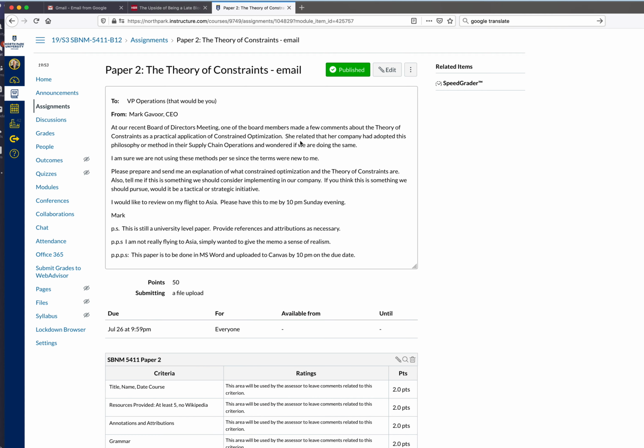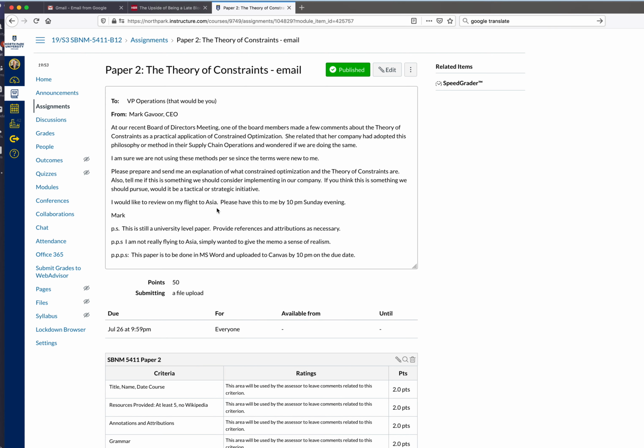This is a prelude to weeks 6 and 7. She referred that her company had adopted this philosophy or method in their supply chain operations and wondered if we were doing the same. I am sure we are not using these methods per se, since the items were new to me. Please prepare and send me an explanation of what constrained optimization and theory of constraints are. Also tell me if this is something we should consider implementing in our company. If you think this is something we should pursue, would it be a tactical or strategic initiative?